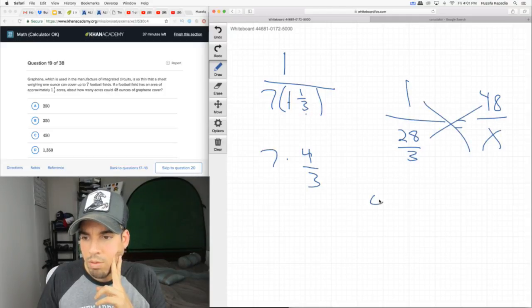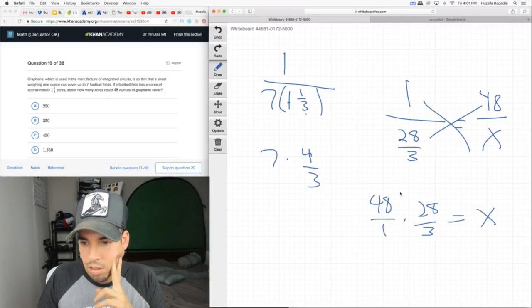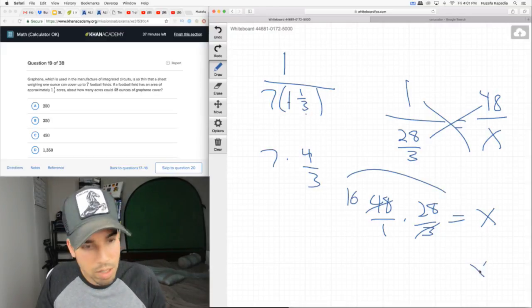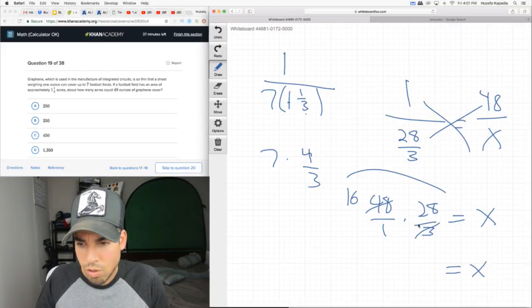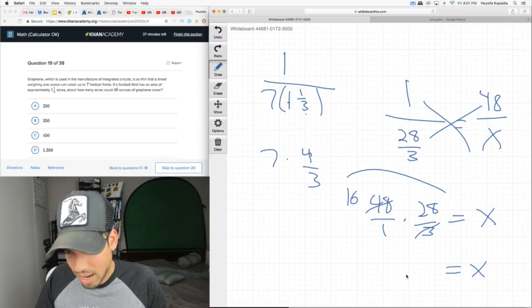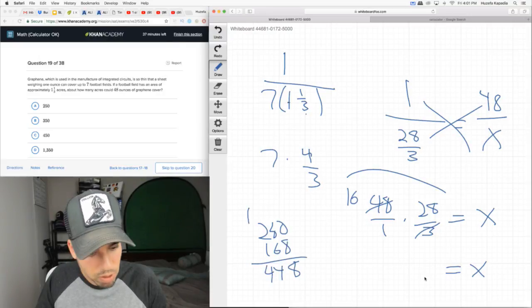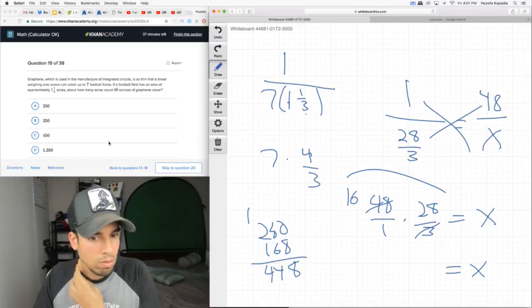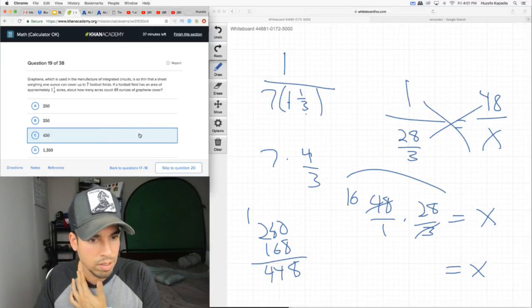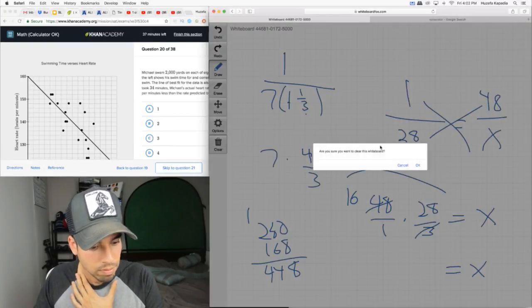Cross multiply. We've got 48 over 1 times 28 over 3 equals x. This cross simplifies to 16, and then we do 16 times 28. We got our answer: 280 plus 120 plus 48 is 448. So approximately 450. Okay.